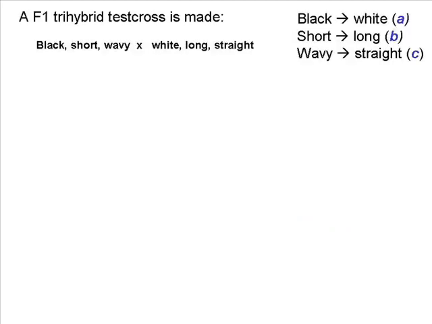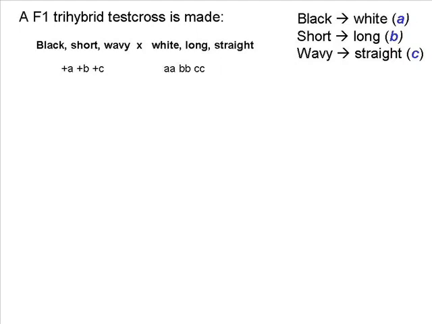All right, let's try a problem. I've set up a classic F1 trihybrid test cross where we've got black short wavy times a white long straight. Could be anything. You're told about the modes of inheritance. Again, in lab, these will be much more difficult modes of inheritance. It's a bit more of a challenge because you have sex linkage, you have lethals, you have dominance, you have codominance. But here we're going to just try to show you the basics using very simple, straightforward modes of inheritance. So black's dominant over white, short's dominant over long, wavy over straight.